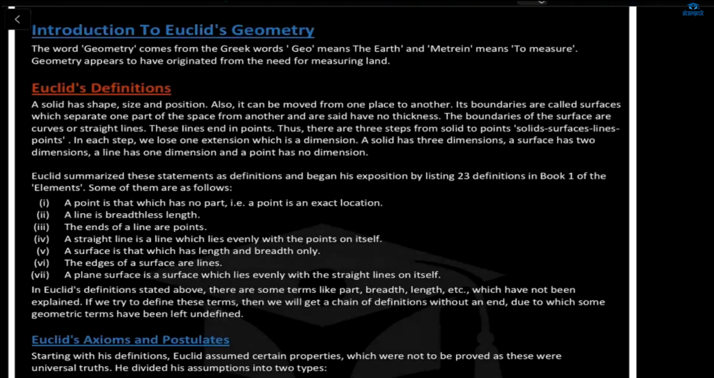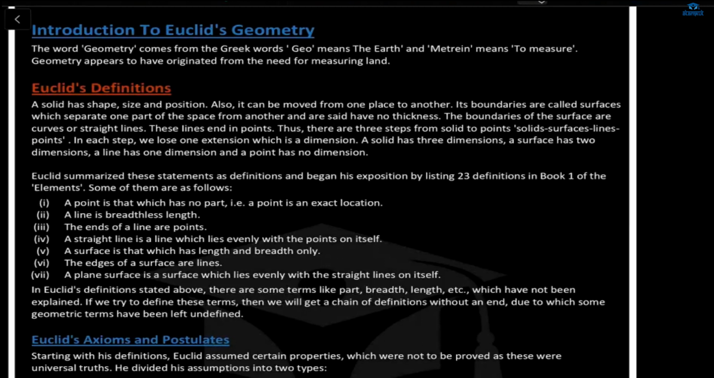Now the main thing that you have to focus on here is some of the basic definitions that Euclid gave. Euclid gave a total of 23 definitions. From all those 23 definitions, here we are going to cover 7 definitions. The main definitions that you are going to cover here are about point, surface, line, edges, all of that. The first definition, if you see here, enlarge it just a little bit.